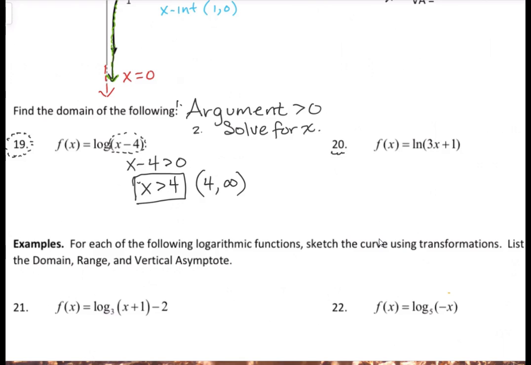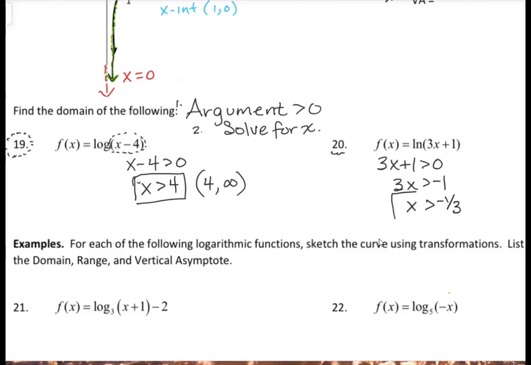So on number 20, we've got the natural log of 3x plus 1, and we want to find the domain there. And again, this time my base is e, but that doesn't change the steps in finding the domain. So I want to take the argument, which is 3x plus 1, and I want to force that to be greater than 0. When I solve for x, I'm going to subtract 1 and then divide out the 3. So x is greater than negative 1/3.